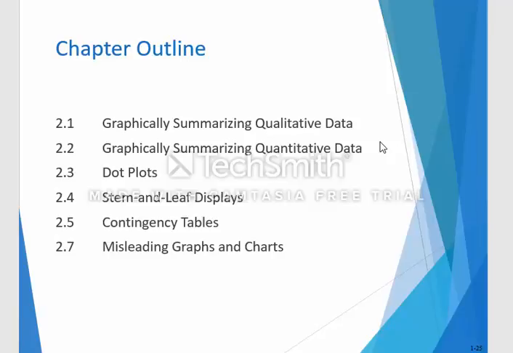So the chapter outline: graphically we want to summarize qualitative and quantitative data. We're going to look at dot plots, stem and leaves, and contingency tables, which are going to be very useful in chapter 4 and chapter 12, I believe. You're going to want to be familiar with and comfortable with them because it's a really intuitive way to use statistics and probabilities. You'll notice that we skip 2.6. That's by design. And then we go into 2.7, misleading graphs and charts.